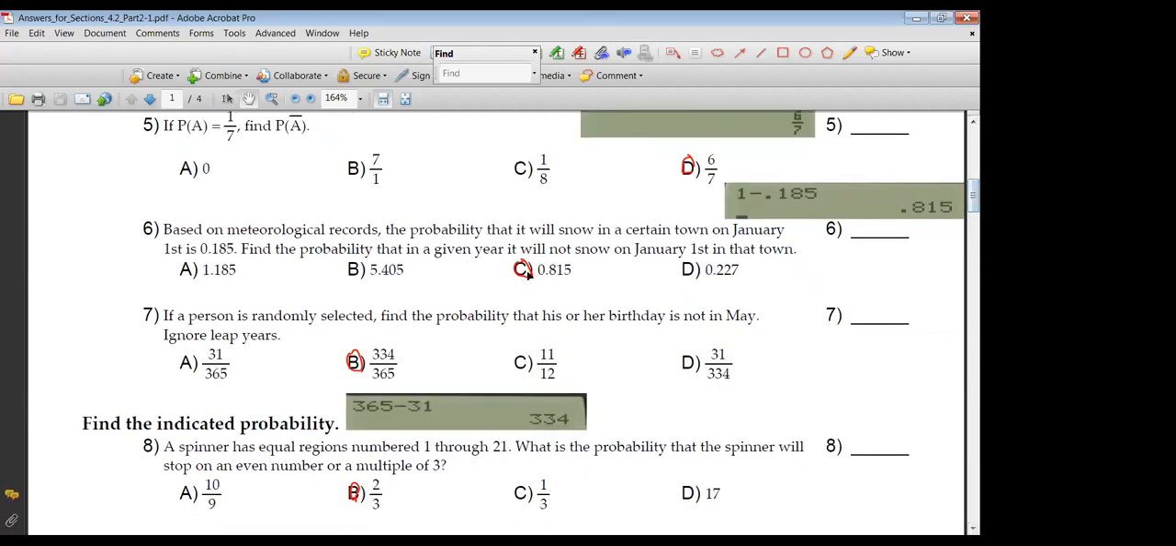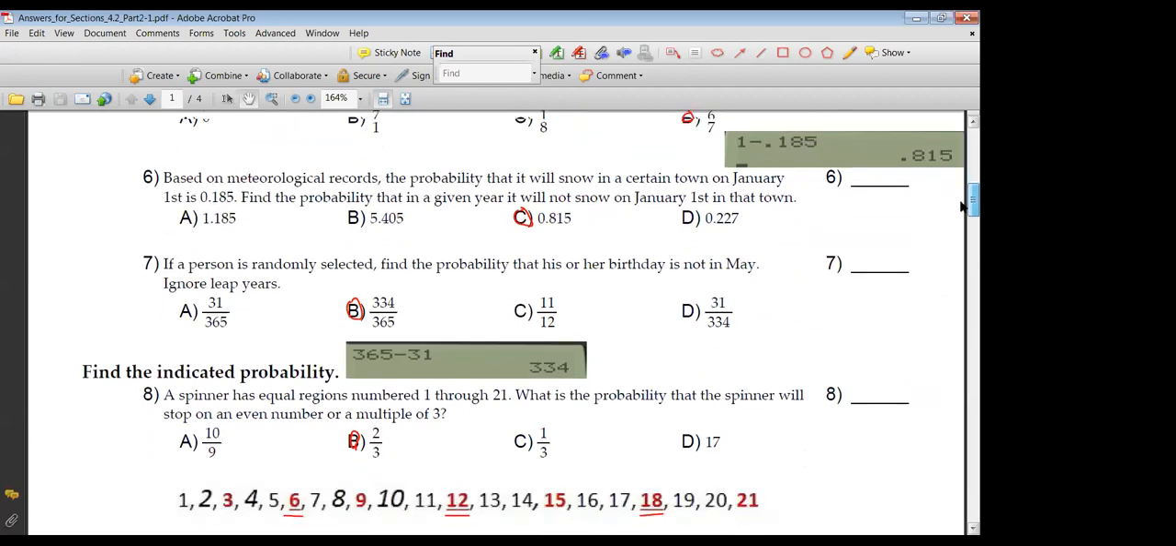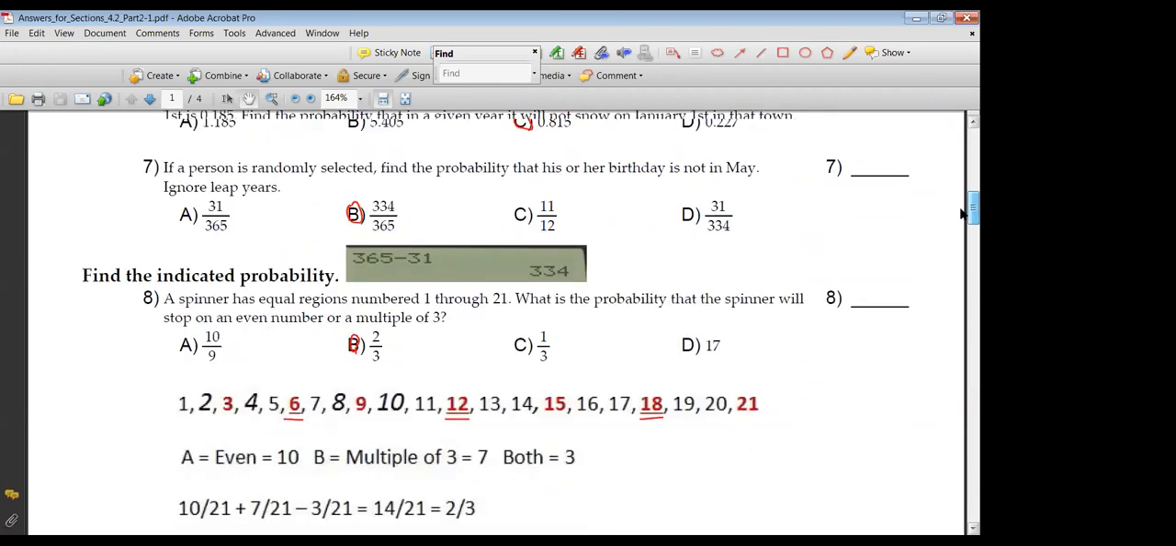Based on meteorological records, the probability that it will snow in a certain town on January 1st is 0.185. What's the probability it will not snow? Well, the complement of 0.185 is 1 minus 0.185, or 0.815. Take 1 minus the probability of the thing that happened. This is the one people fall for.